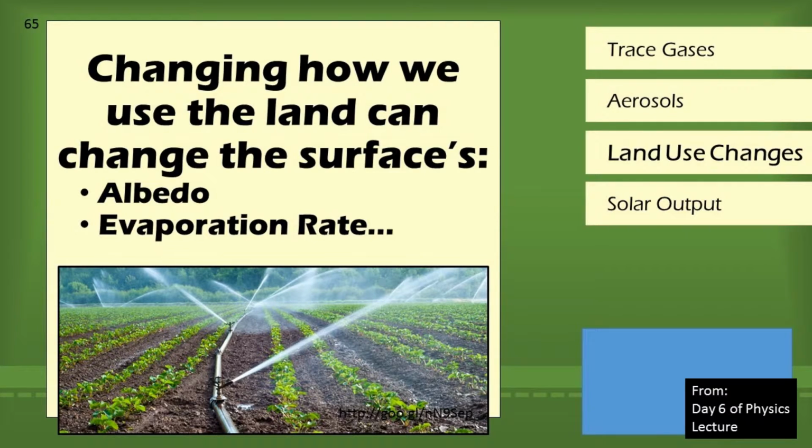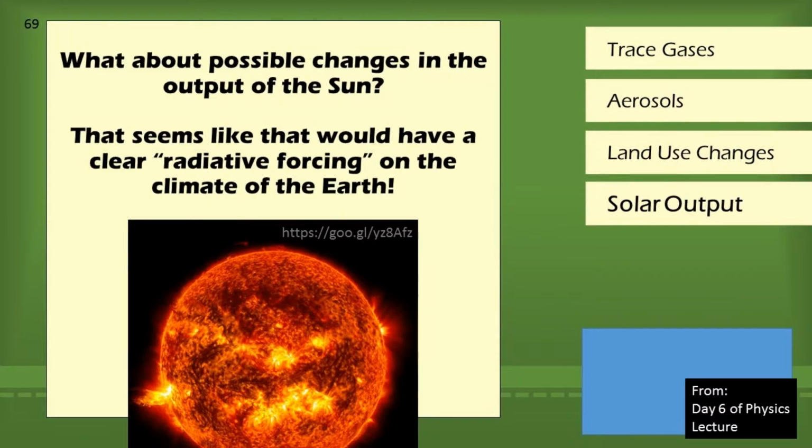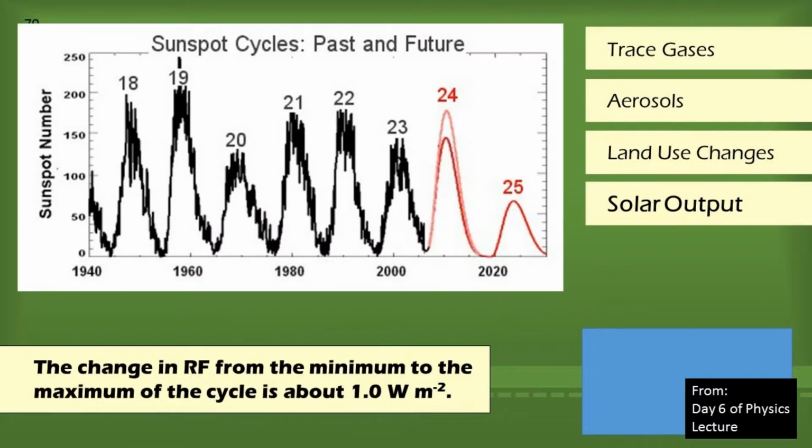They all produce climate changes. There's also possible changes in the output of the sun. We talked about, for example, the sunspot cycles and the maxima and minima. The difference between the sunspot maximum and the sunspot minimum is actually a relatively large 1.0 watts per square meter. But keep in mind, that's the difference between the peak and the bottom of the sunspot cycle. Over the course of more than one sunspot cycle, it averages out to zero. So there's no net climate change from sunspot cycles and so on.